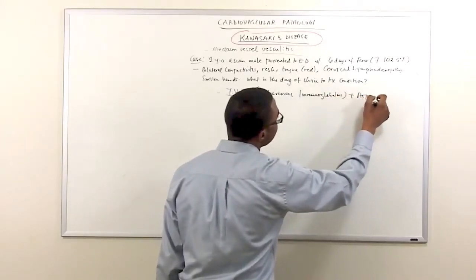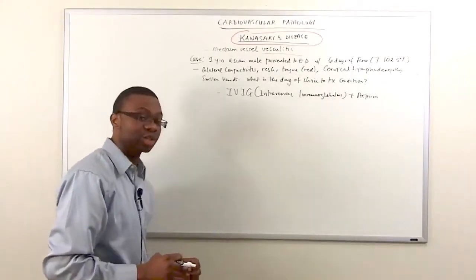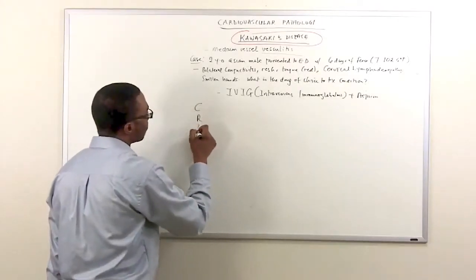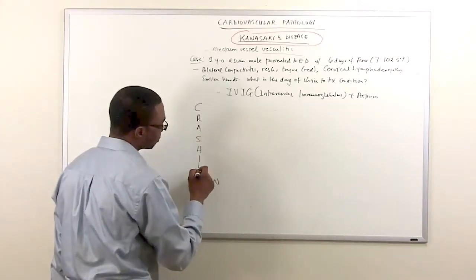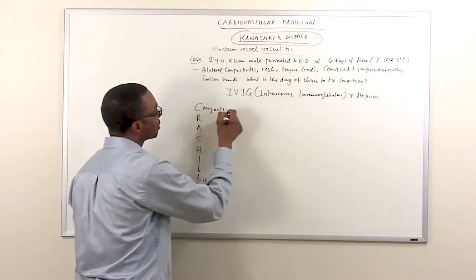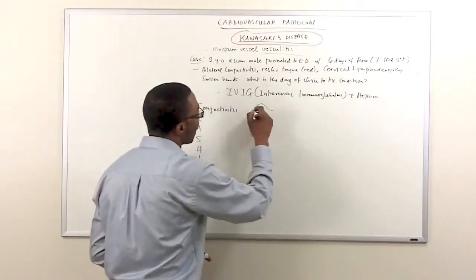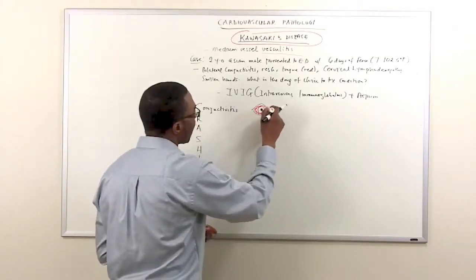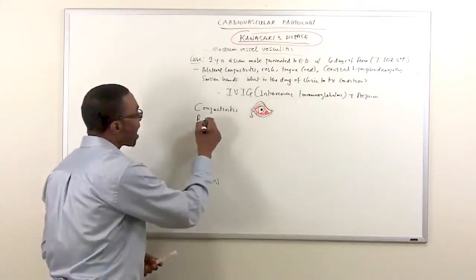plus aspirin. Now, how are you going to be able to remember Kawasaki on the boards? That's what the bread and butter of this lecture is all about. We're going to use a mnemonic known as CRASH BURN. You must remember this mnemonic. Now, the first word says the kid had conjunctivitis. The eyes are very, very inflamed. So if you take a look at the eye, you see it's very, very red. That is conjunctivitis.